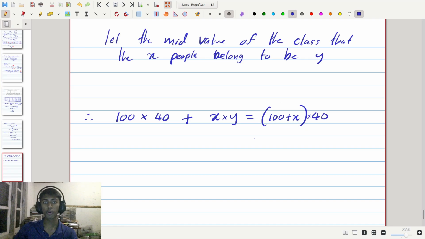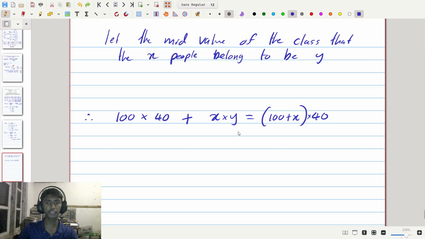And therefore, we must have that the total amount of money owned by these people here, the 100 people originally, which is 100 times 40,000, plus the money gained by the x people as they came in to the group that had a mid value of y, which is going to be x times y, must be equal to the total amount of money in the bank now, which is 100 plus x people times the average of 40,000.